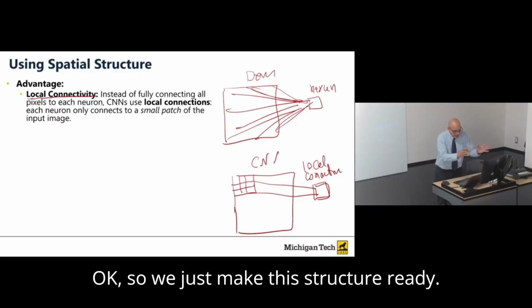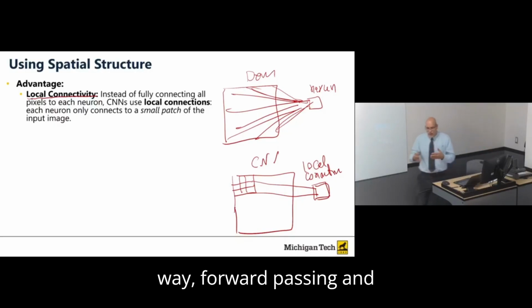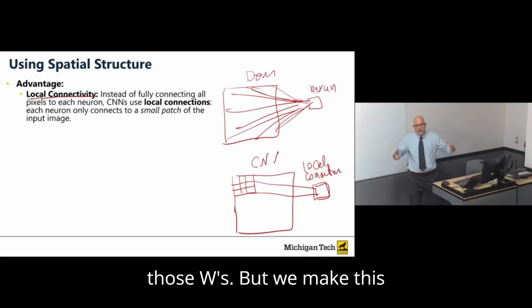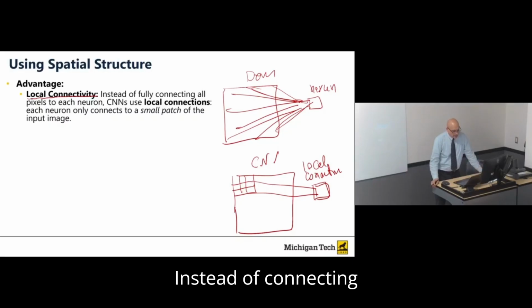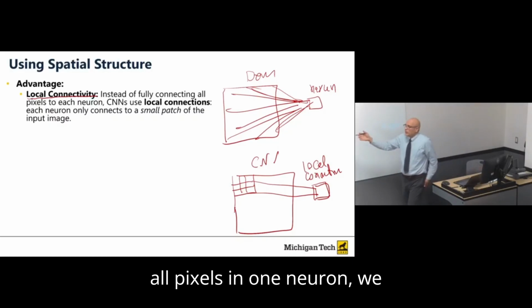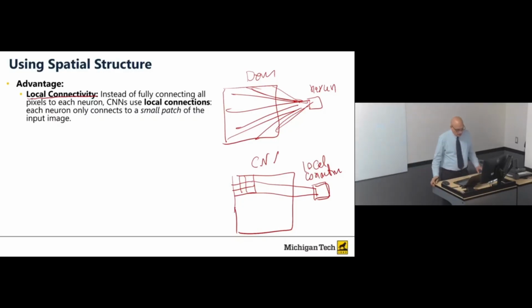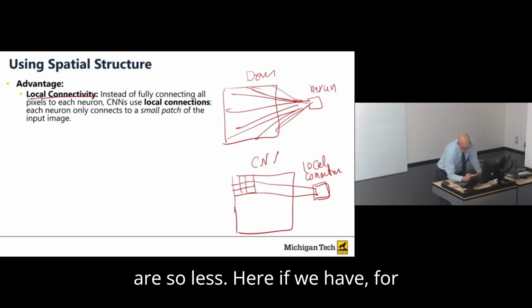Okay, so we just make the structure ready. The rest is the same way: forward passing, backpropagation, and learning those W's. But we make the structure in a different way. Instead of connecting all pixels to one neuron, we just connect a patch or a field to a neuron. So the connections, the W's, are much fewer.